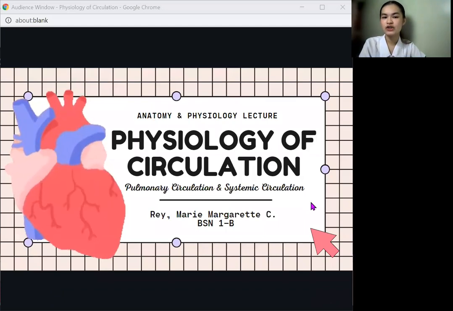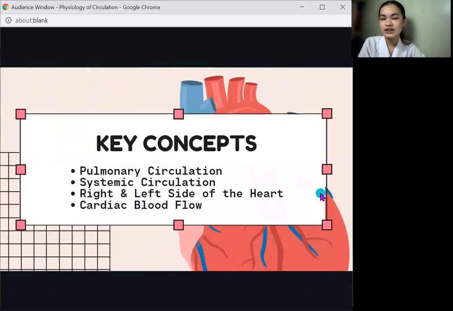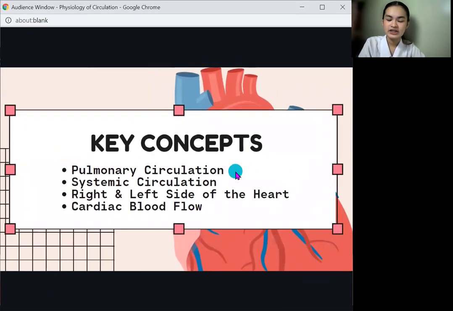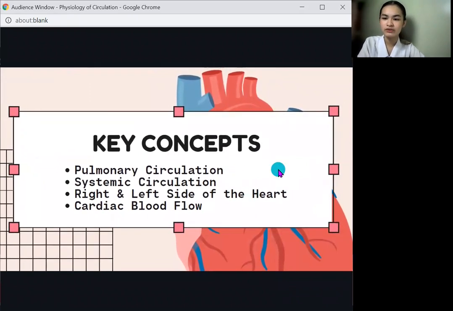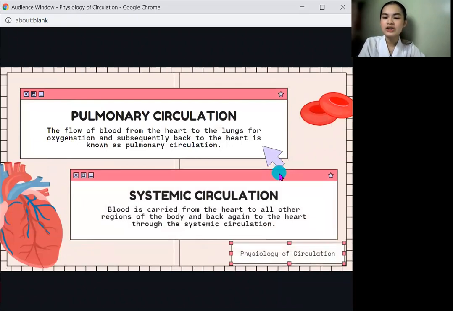And for today's presentation for Anatomy and Physiology lecture, I will be discussing the physiology of circulation. So the key concepts for today's presentation are the following: the pulmonary circulation, the systemic circulation, the right and the left side of the heart, and the cardiac blood flow. The pulmonary circulation and the systemic circulation are functionally separated.